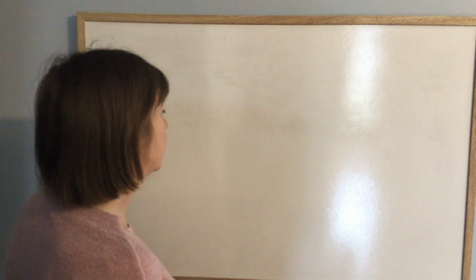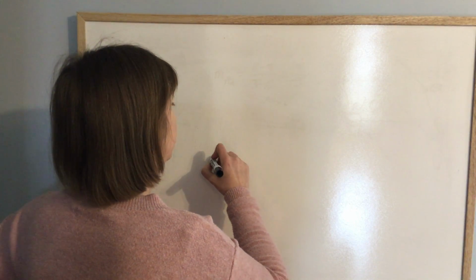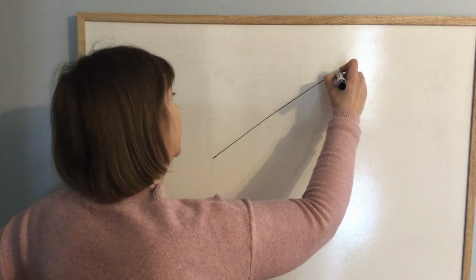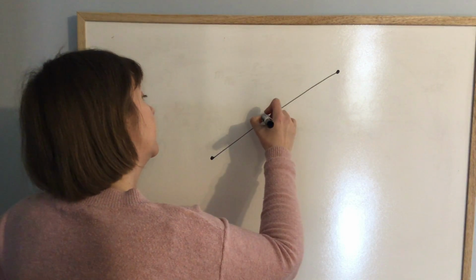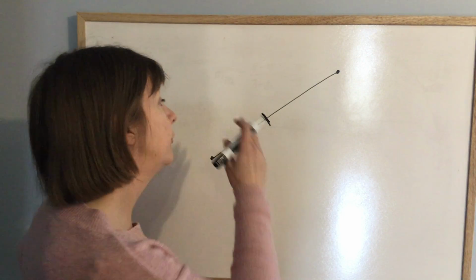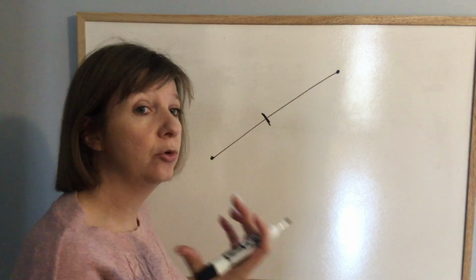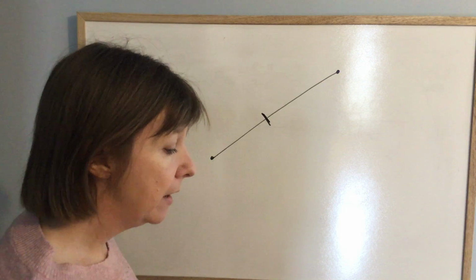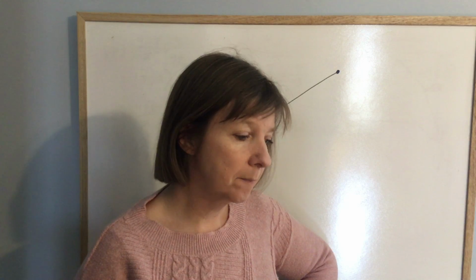So what it talks about is if you have a line, if you find the midpoint, if you find the middle, what you're actually doing is dividing that line up into 2 equal pieces. What if you want more than 2 equal pieces?